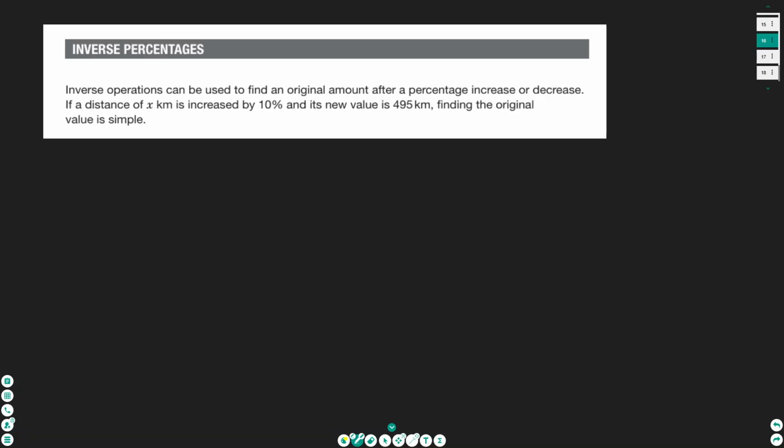Today I'm going to show the method of inverse percentages, which we use to find the original price before the percentage increase or before the percentage decrease. In this case, we use the future value after the increase or the percentage decrease to go back and find the original value.